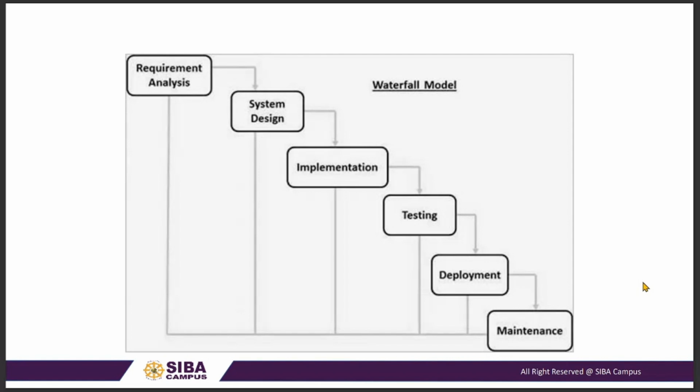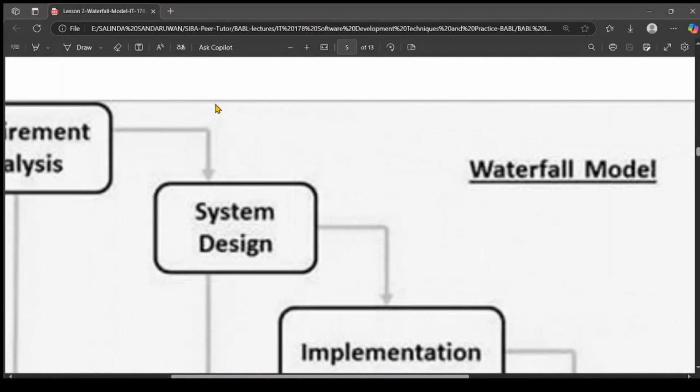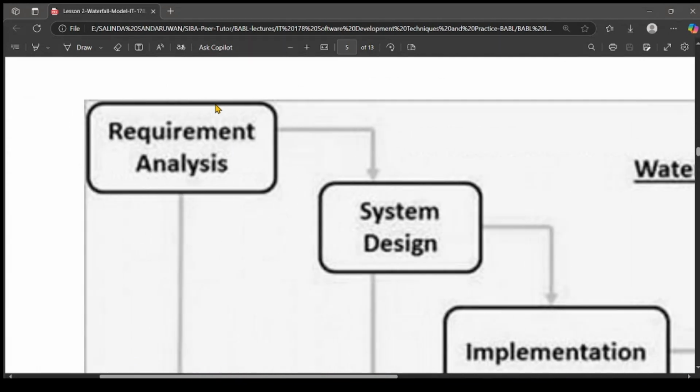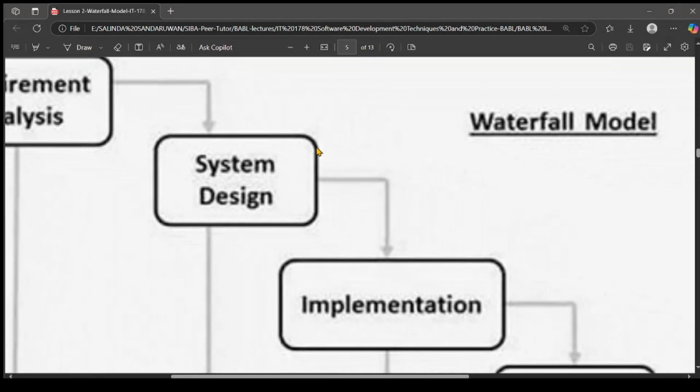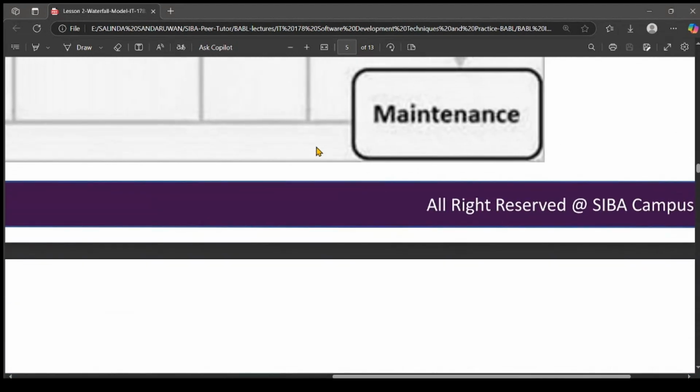So it is similar to the SDLC one. Let me zoom in and show you. This is the graphical representation, right? Can you remember the 6 phases? Requirement analysis, system design or just design, implementation, testing, deployment and maintenance, right?